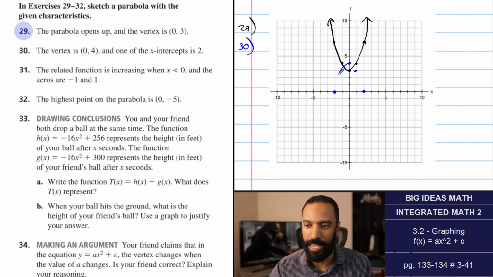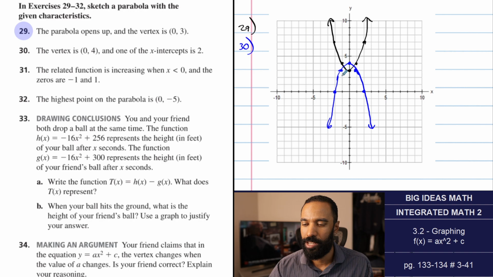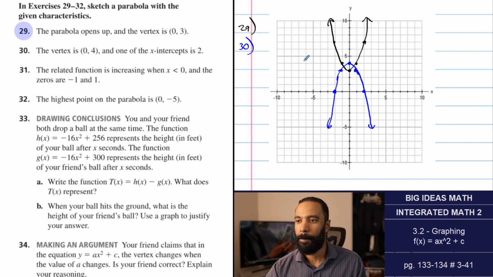It's just flipped over in negative land, so it looks like that, and it kind of hits there. It should hit at 3, 9, 9 down from the vertex, but there's that in 30.